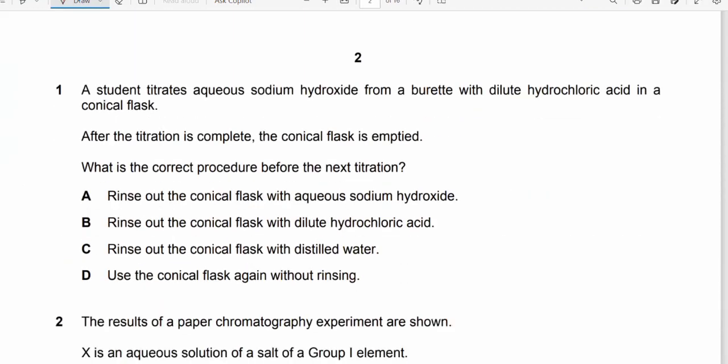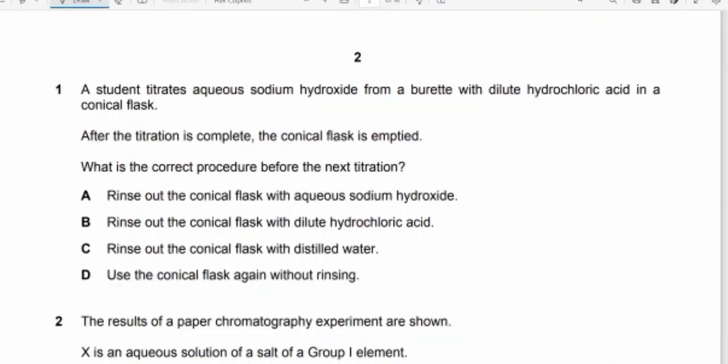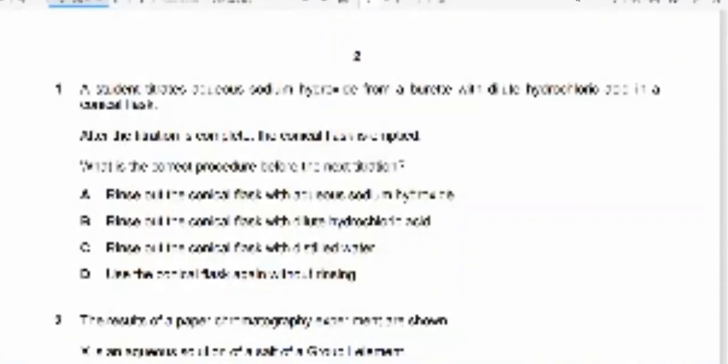A student titrates aqueous sodium hydroxide from a burette with dilute hydrochloric acid in a conical flask. What he does is he titrates sodium hydroxide from the burette, and the dilute hydrochloric acid is in the conical flask. After titration is complete, the conical flask is emptied. What is the correct procedure before the next titration?